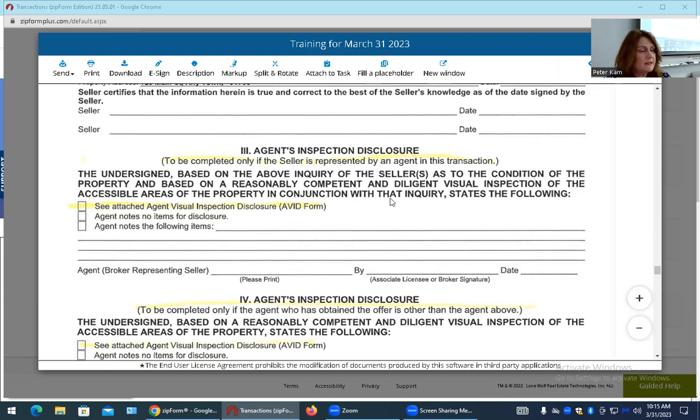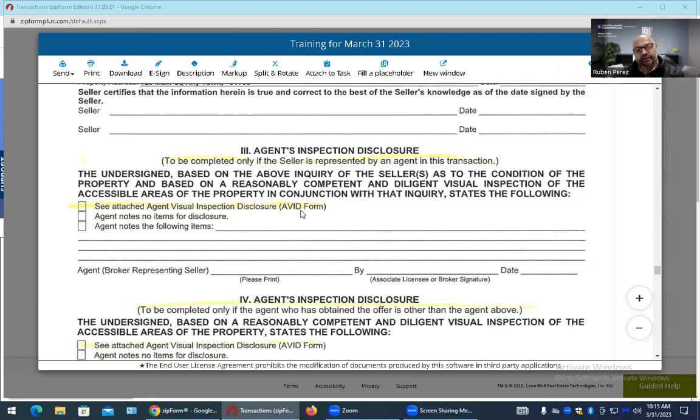So does that make sense to everybody? Is there any questions? Or Peter, do you have anything to add? I just want to add that the AVID form is not statutory required, but it's highly recommended and also required by the CBGR.